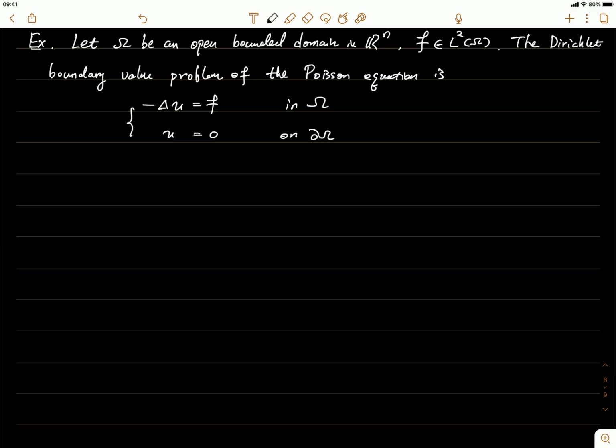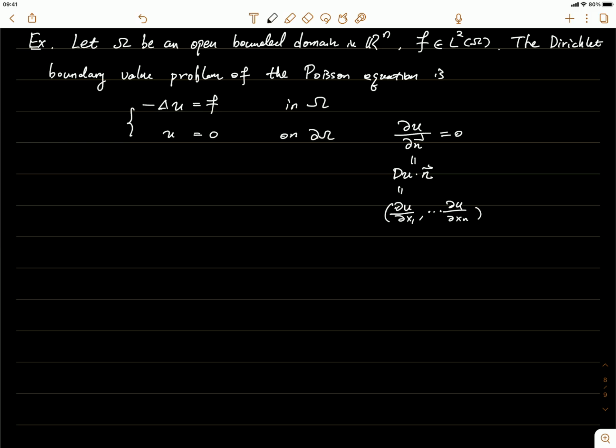Okay, so there are other types of boundary values. For example, instead of having this, you may consider the so-called Neumann boundary condition, which is given by this. What this means is this is actually the gradient of u, which is just a stack of the partial derivatives, times the outer normal.